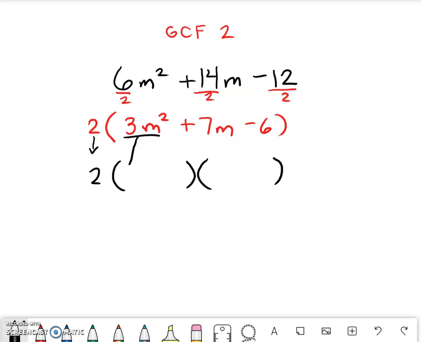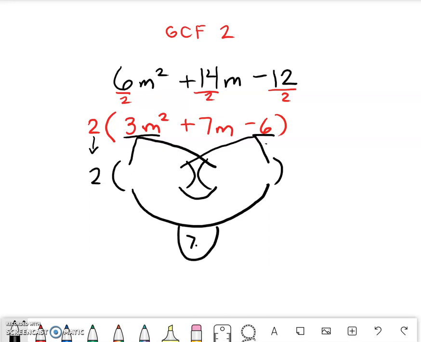We're going to separate the first term into the first 2 slots, separate the last term into the back 2 slots. Make the nose, make the mouth, and make the tongue with 7m, the middle term. All right, here we go. 3m squared, the only way I can do that is 3m times m. So I'm going to split that apart. And then I'm going to look at the 6. That can be 6 times 1, or it can be 2 times 3. Let's start with 6 times 1 and see if that works. So I'm going to do 6 and 1 and test it.